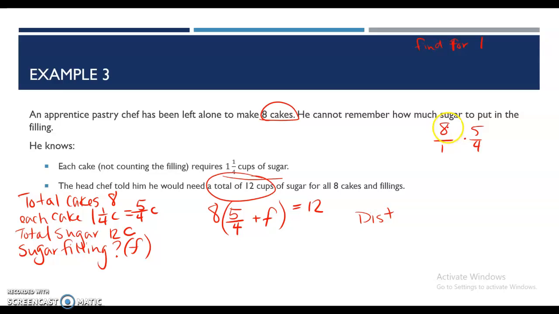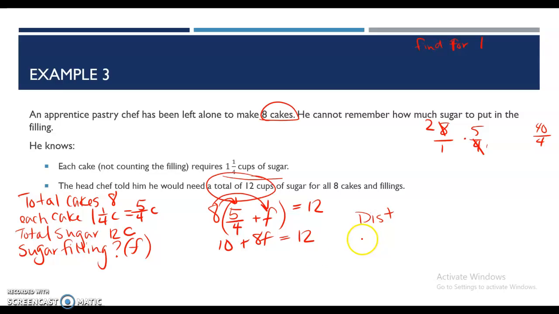You can do it one of 2 ways. 8 times 5 is 40. 1 times 4 is 4, and then divide. Or 4 divides into 8, so we would divide both by 4, so this is now 1. And 8 divided by 4 is 2, and 2 times 5 is 10. Either way you do it, 40 divided by 4 is 10, 2 times 5 is 10. So we end up with 10 plus, and then we're going to do 8 times 1f, which is 8f, equals 12.